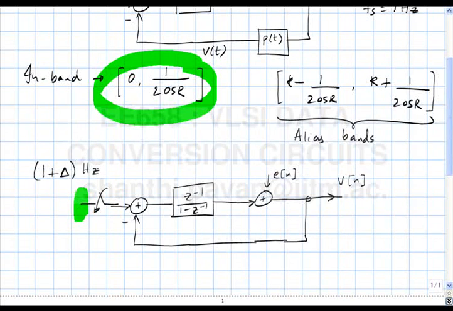So you basically need some kind of anti-alias filter up front here to make sure that the response due to signals at 1 plus delta hertz is greatly attenuated compared to the response at delta hertz. Does it make sense? Okay. Now, what should you expect? Should we expect any different for the continuous time modulator?